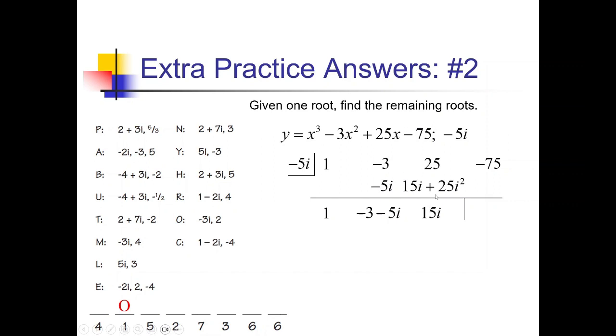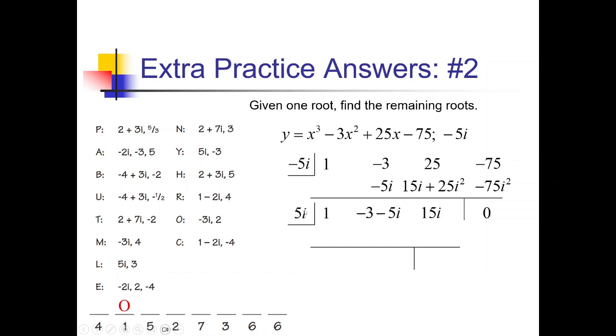Times negative 5i gives us negative 75i squared, which is really positive 75. Negative and positive 75 cancels to give us 0. Now if I have a negative 5i as one of my roots, that means I must have a positive 5i as another of the roots. They always come in pairs, conjugate pairs.